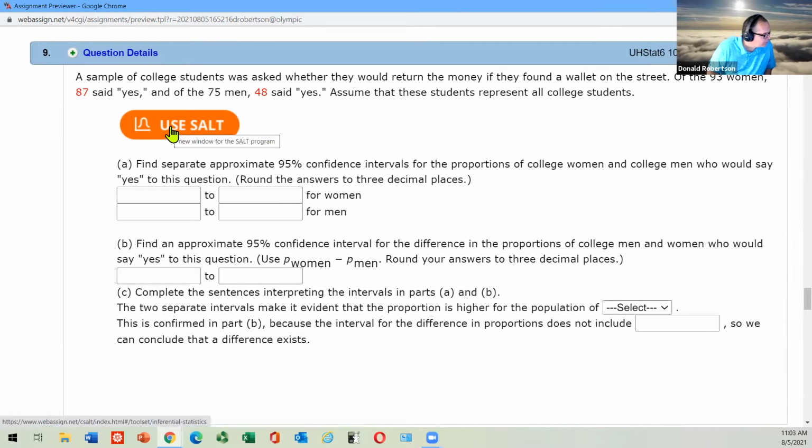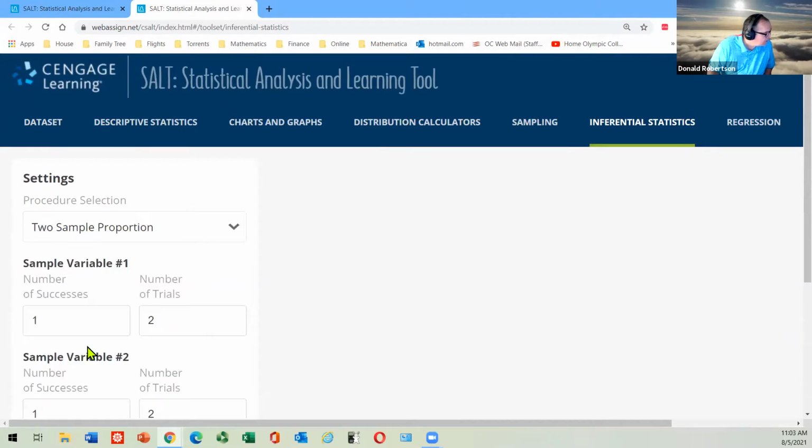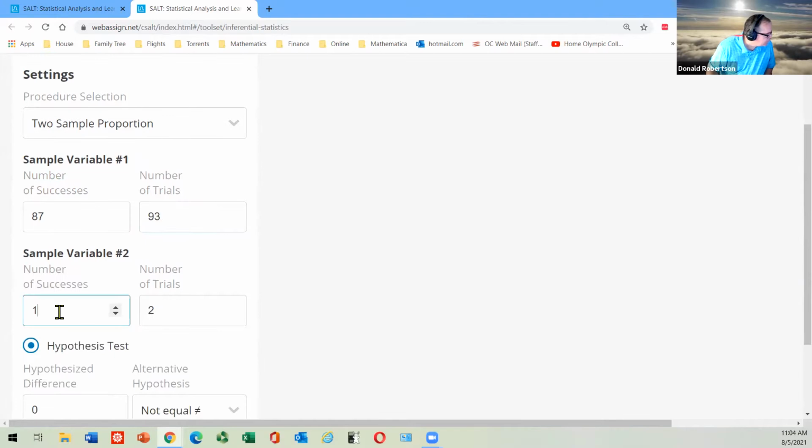Okay, so I've written down the numbers I want, and I'm going to click on this guy, and I'm going to bring this fellow over. Make sure you can see it. And for the women, it was 87 out of 93 would give back the money. 48 out of 75.